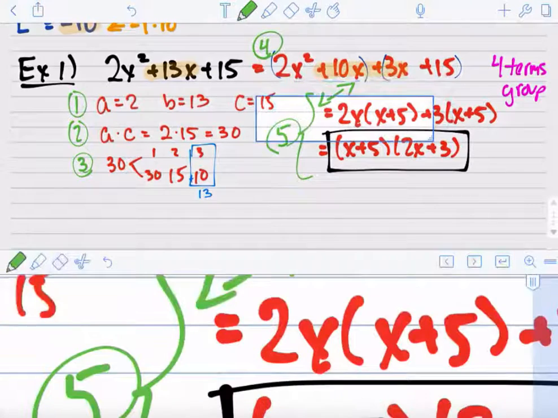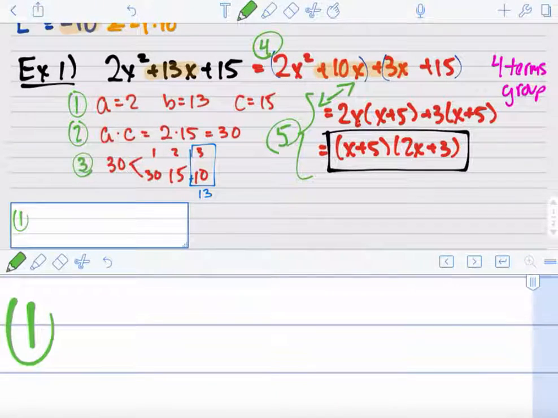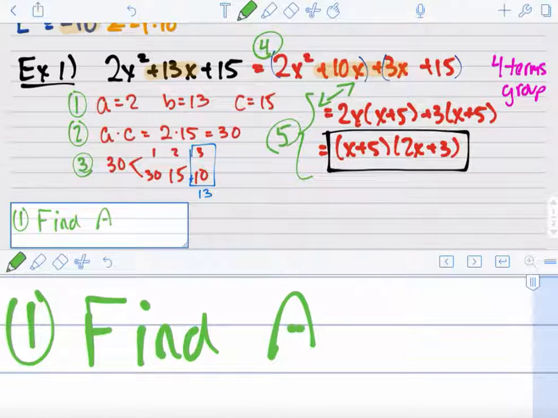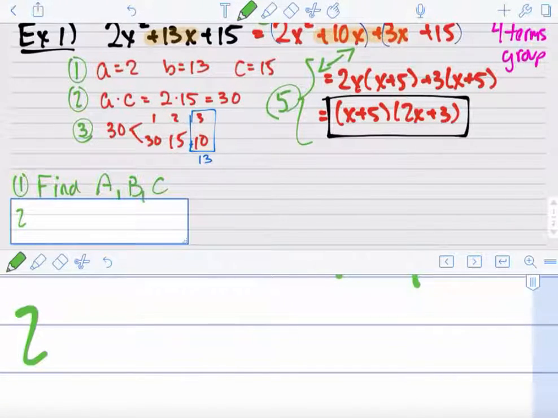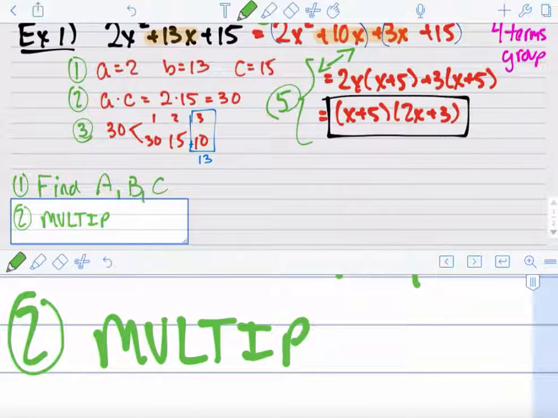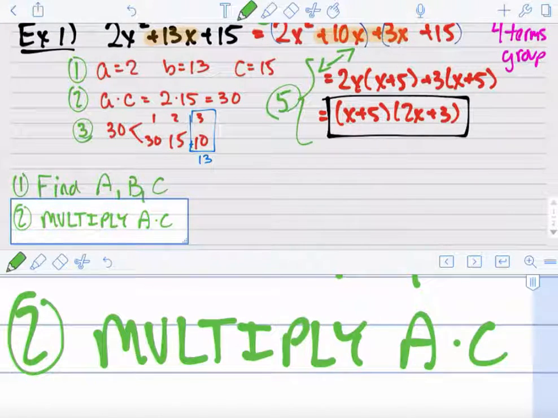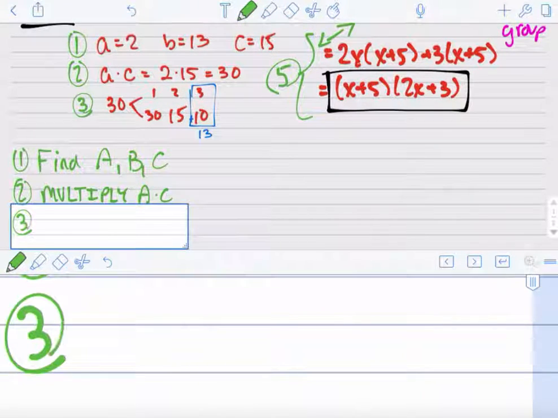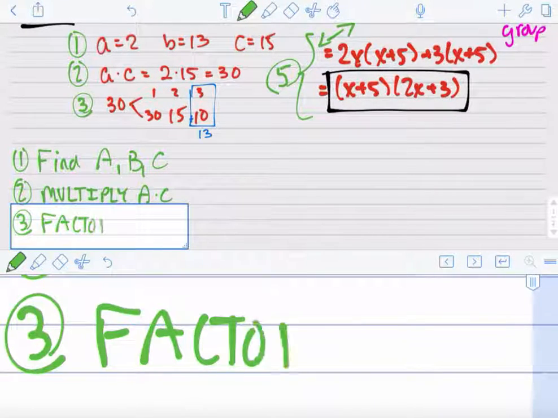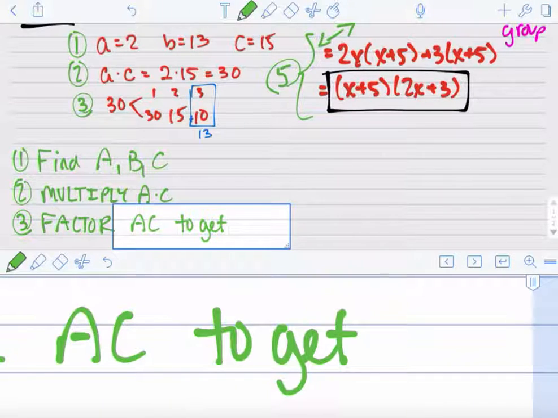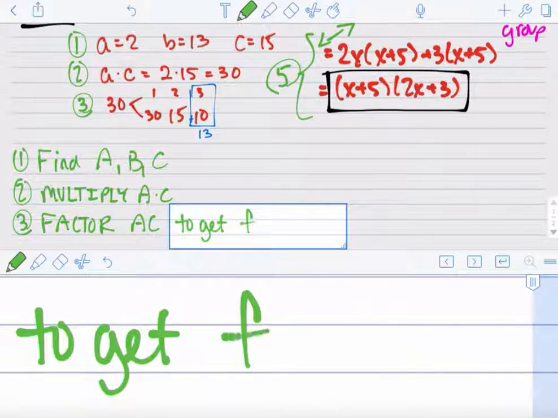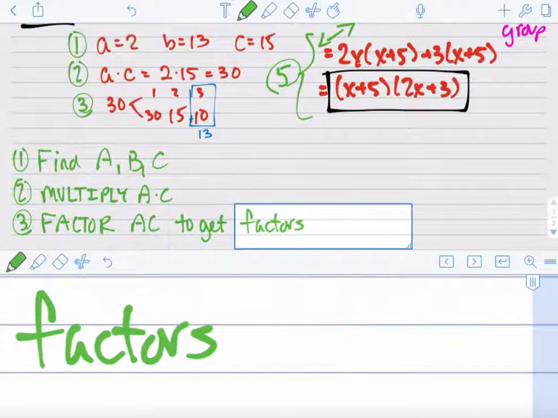Okay, so what were my steps? Step 1: find A, B, and C. Step 2: multiply A times C. Step 3: factor AC to get factors that add to B.